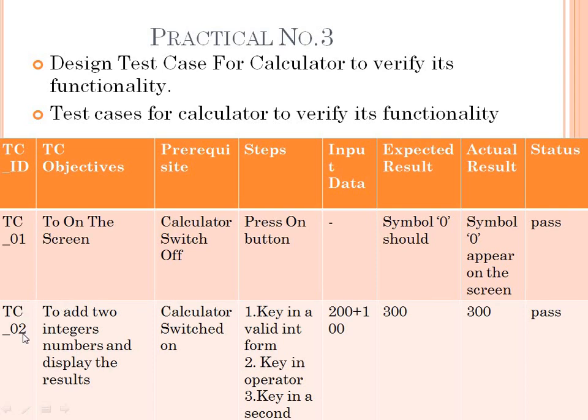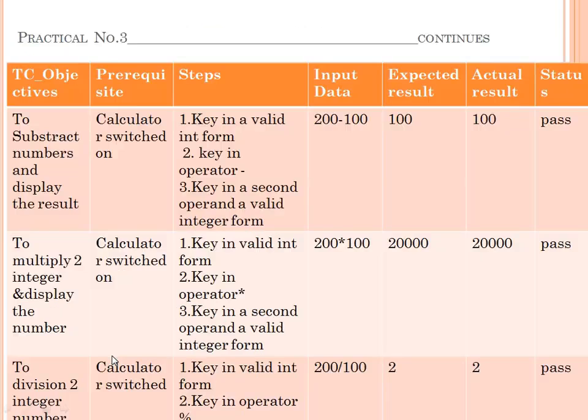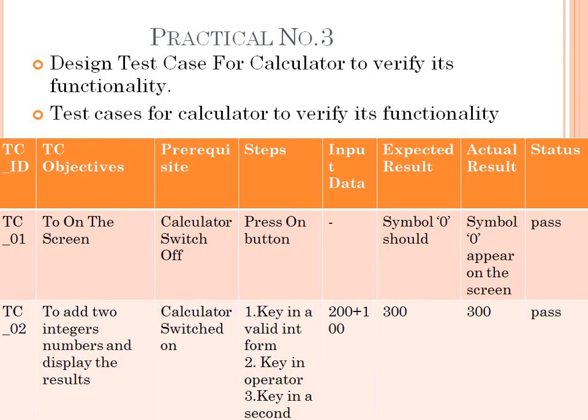Then the second test case. The objective is to add two integer numbers and display the result. We only provide the two operands. The prerequisite is that the calculator is switched on. The steps are: key in a valid int format, meaning we only provide numbers, not characters. Second, key in the operator, which should be plus, minus, multiplication, or division. Third, key in the second operand.